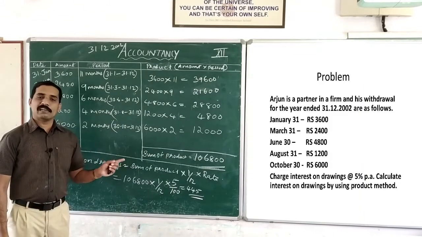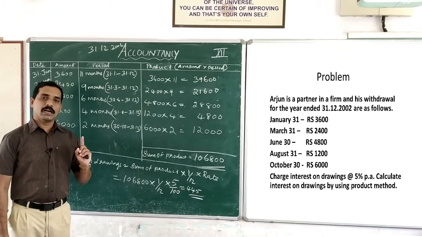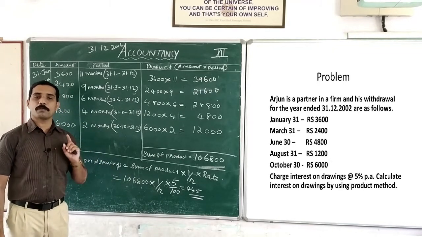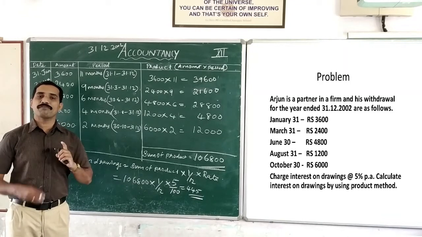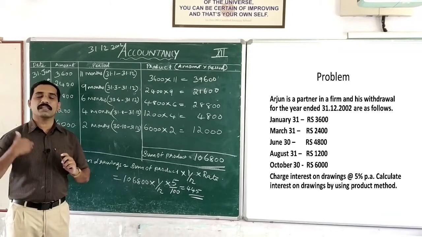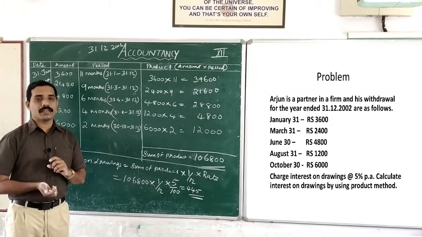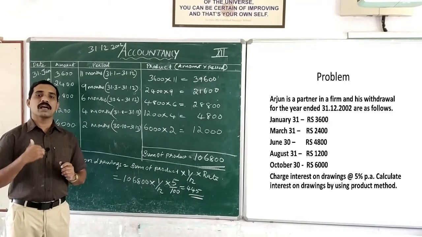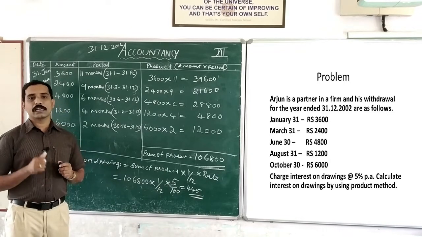I hope all are clear how to calculate interest on drawings under product method. We use the product method when different amounts are withdrawn at different intervals. In such a situation, we calculate interest on drawings by using the product method. Okay, I hope all are clear.